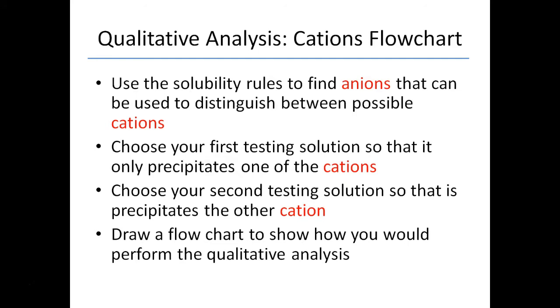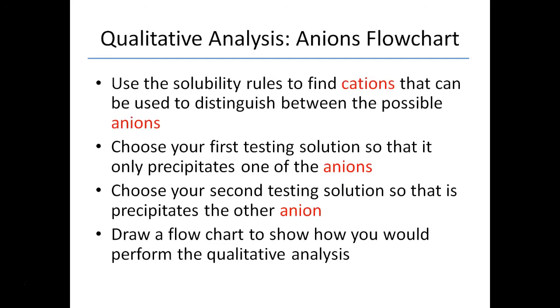Okay. Now, if I'm testing for cations, I can use a flowchart to show my thought process. The first thing I have to do is find some anions that can be used to distinguish the cations present. Then I'll add them to the test solution, and I can do a flowchart. Likewise, if I want to look for anions, then I would have to look for cations that would cause any of the possible anions in solution to precipitate out.